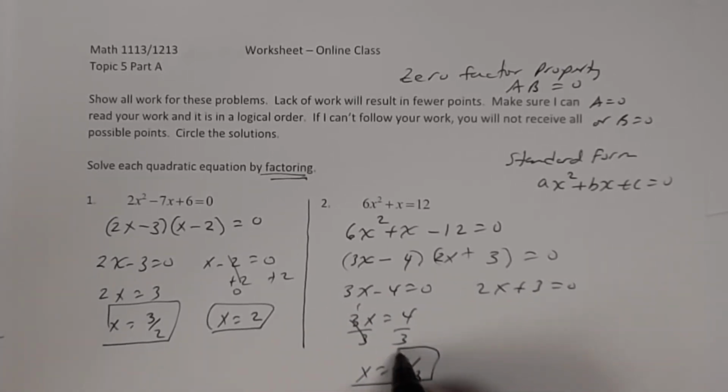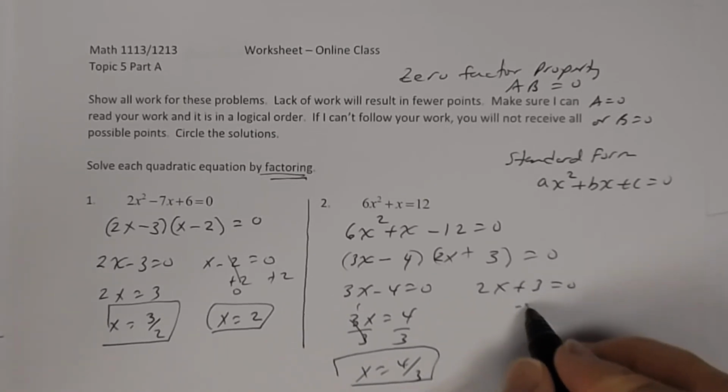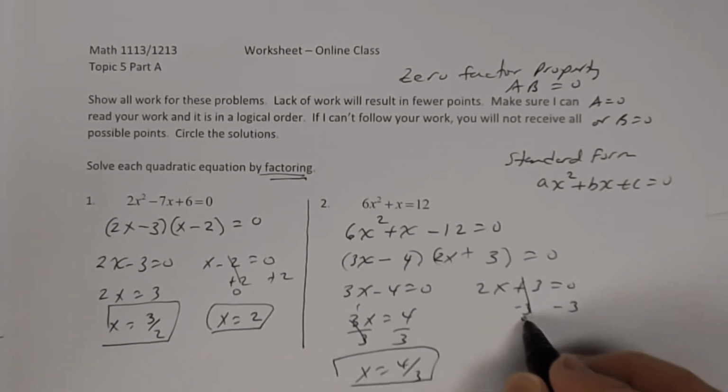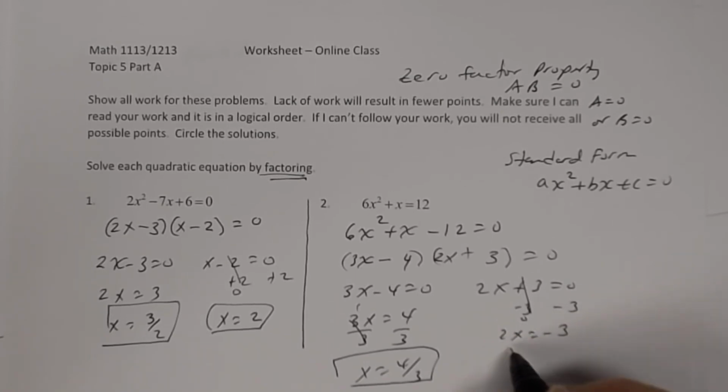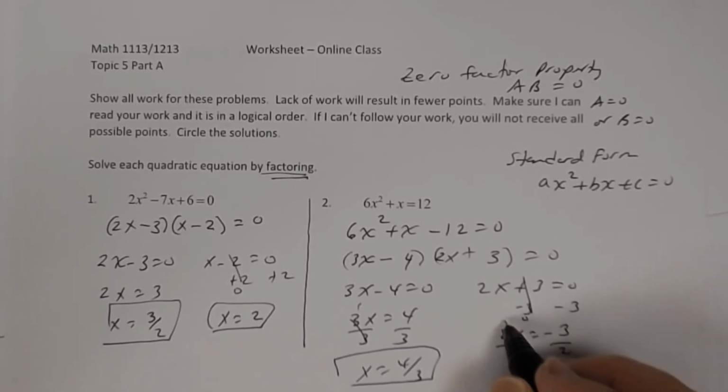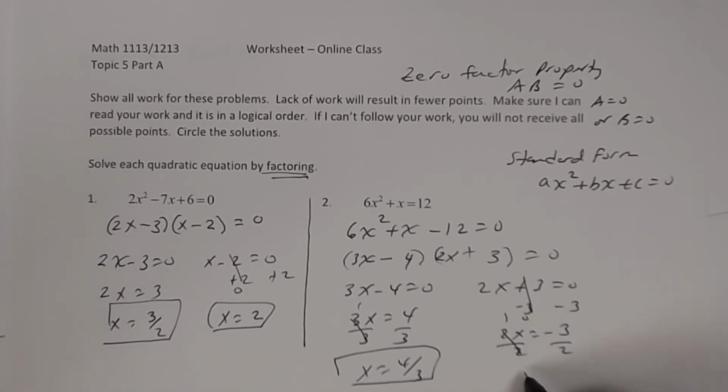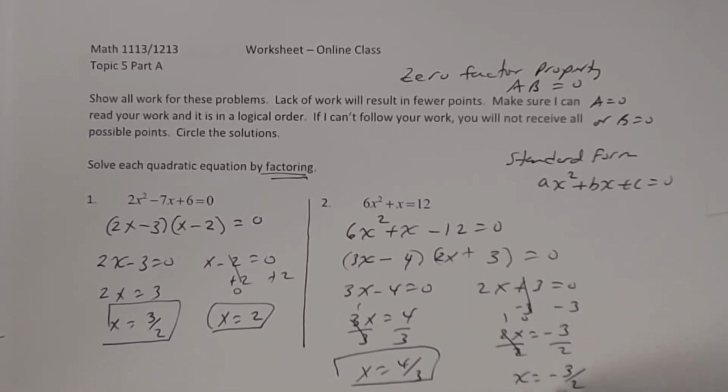So there's one of your solutions. Over here, I'm going to subtract 3 from both sides. And when I combine like terms, that's 0 here. So I get 2x equals negative 3. Divide both sides by 2. 2 divided by 2 is 1. 1 times x is x. So I get x to be negative 3/2.